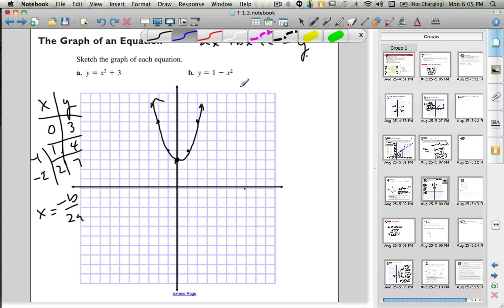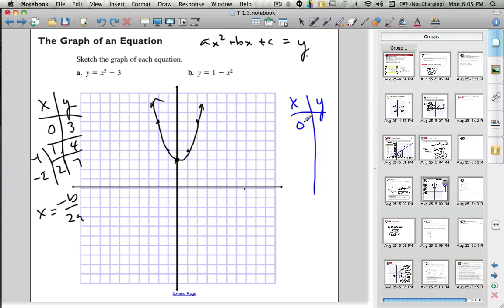If I do that again with this item, 1 minus x squared, again my b term is 0, so I know that x will be 0. 1 minus 0 is 1. This would be my vertex right here. And again, I'm going to plug in 1 and 2. When 1 is squared, I have 1 minus 1, that would be 0. And when 2 is squared, I'll have 1 minus 4, that's going to be -3. And again, I'm going to use symmetry to match to the other side. And this is the graph of my other quadratic function.